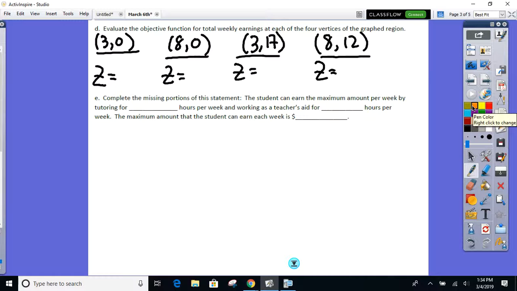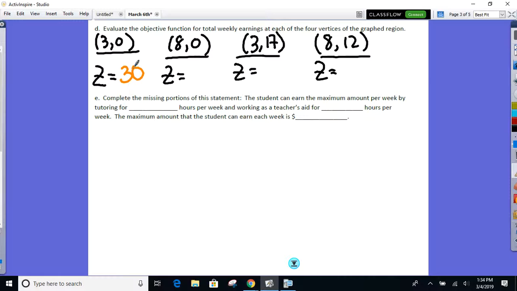Three zero, what's your z value? 30. 80. 80. 317. 1 what? 149. And 812.